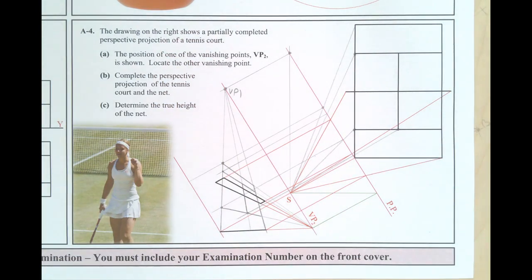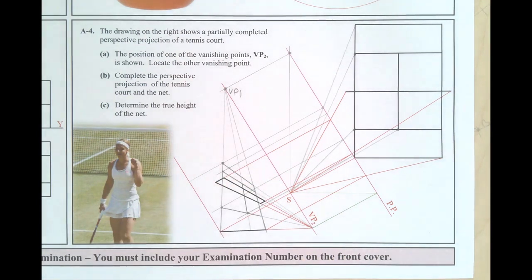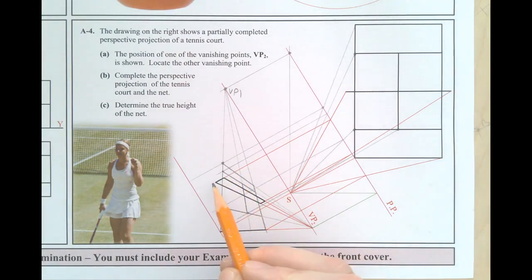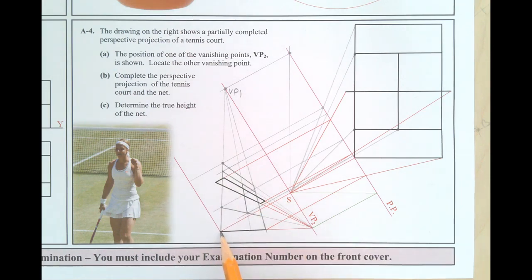Part B finished. Part C then, determine the true height of the net. Now, at the minute we don't see the true height there. The only true height or true length lines we see is ones that touch the picture plane, which would be the ground line here in this case.